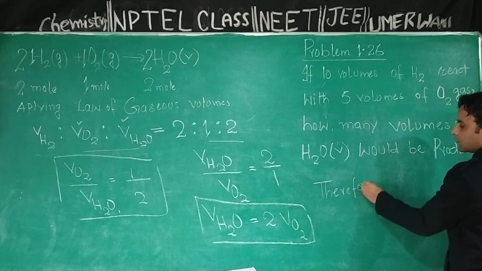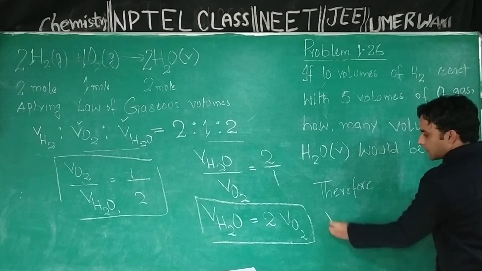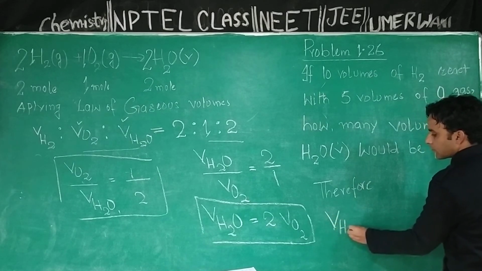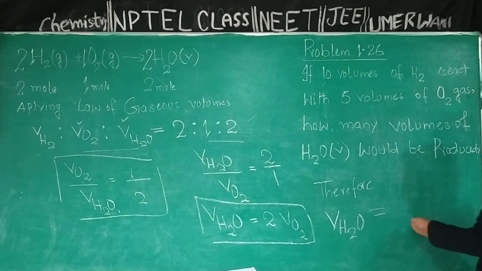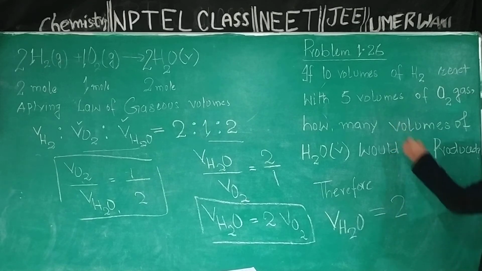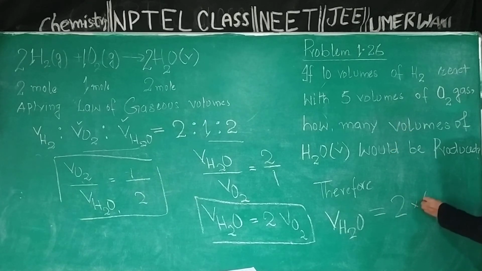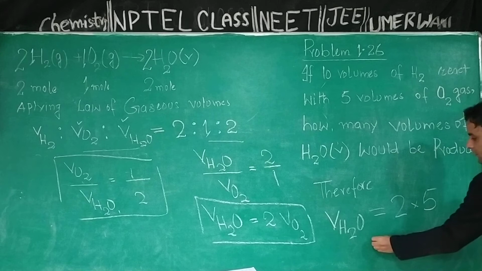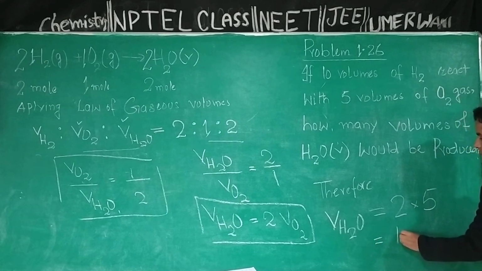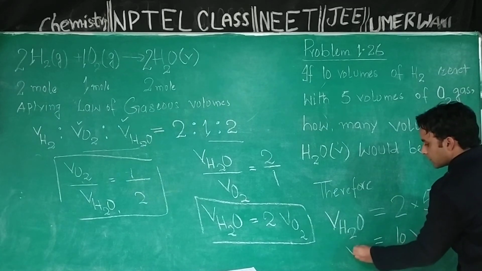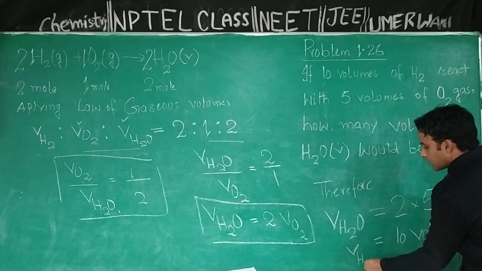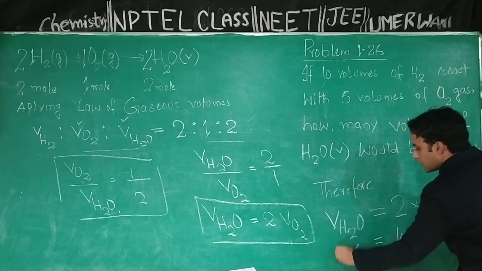I may now write the answer: the volume of water vapor formed will be equal to 2 times the volume of oxygen taken, which is 5 volumes, and it will come equal to 10 volumes. Volume of water. This is our answer.